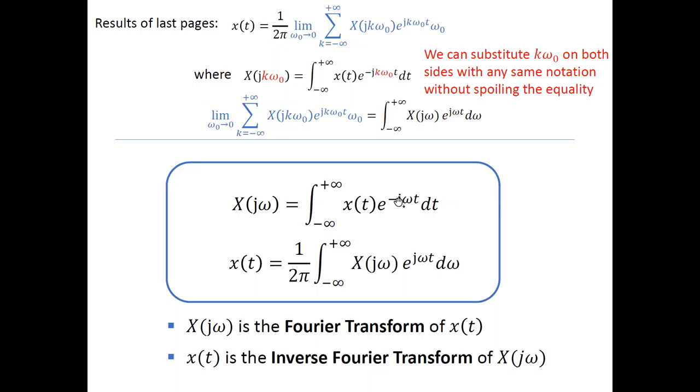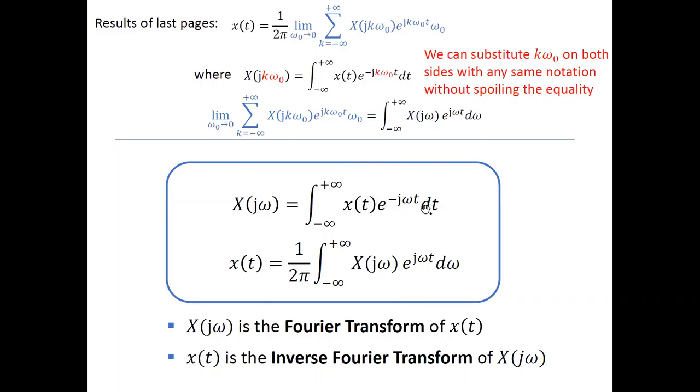Yes. Some of you might already find that after those equivalent substitutions, and by using this limit of omega zero goes to zero, the integer index k basically disappears. Right now we are looking at what is left in the blue box, only associated with continuous time t, only associated with a continuous variable omega. No integer index in these expressions. So these two equations, this pair of equations.